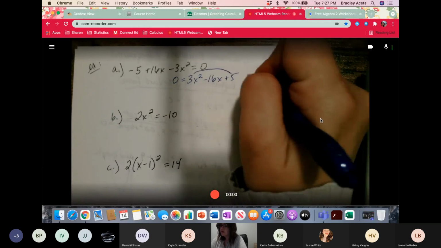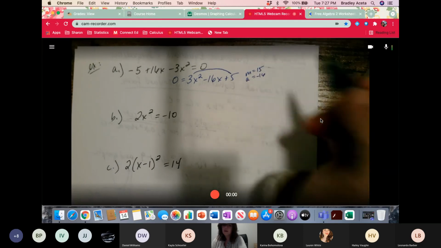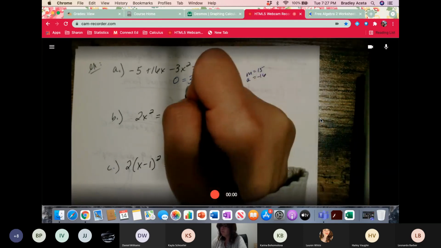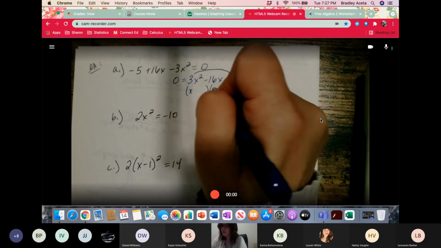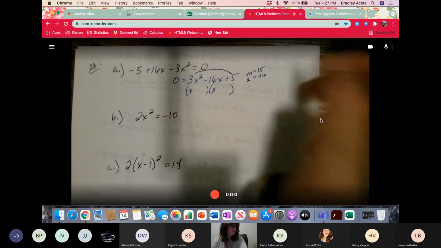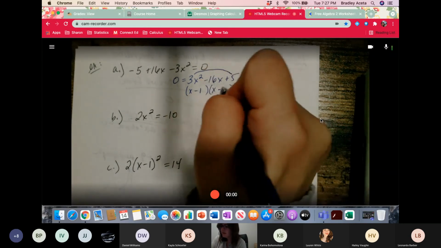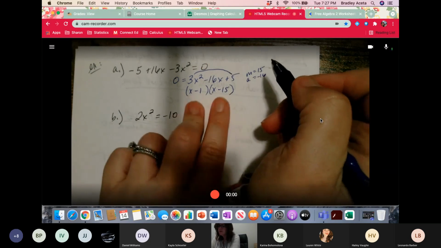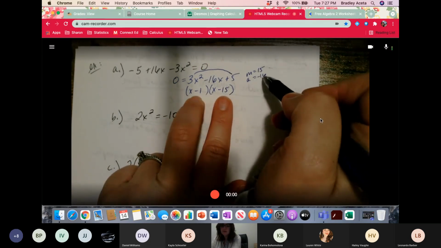So because there's a 3 here, I need to know what multiplies to 15 but adds to the middle of negative 16. That's how I do it. So I put an x here and an x here, two numbers that multiply to 15 but add to negative 16. Well, wouldn't that be negative 1 and negative 15? Don't those two multiply to a positive 15, but they both add to a negative 16?